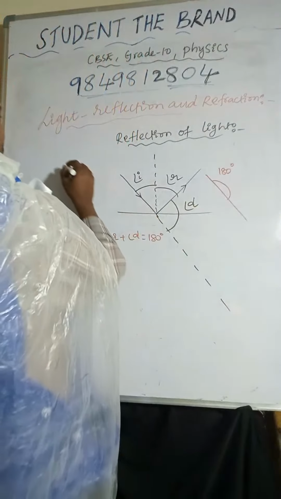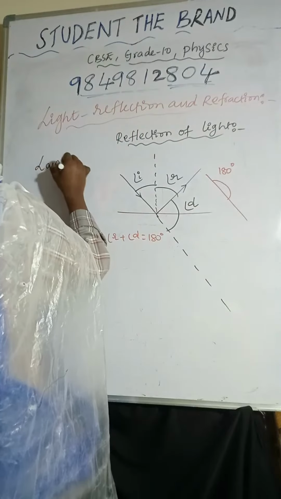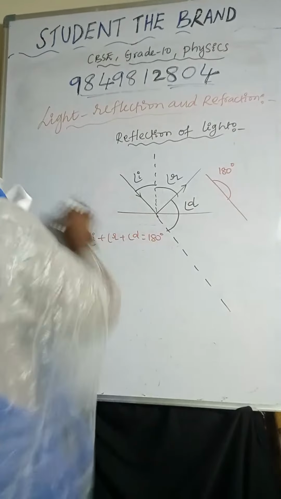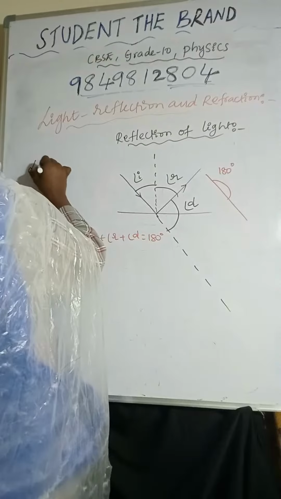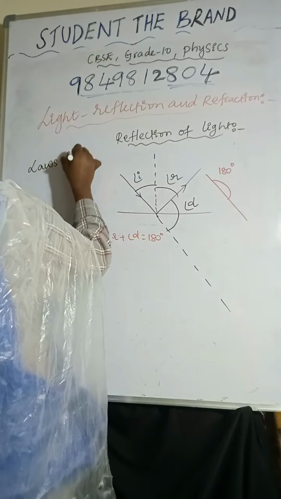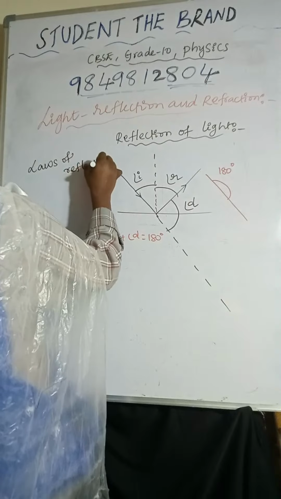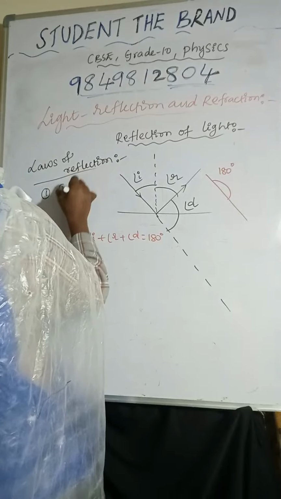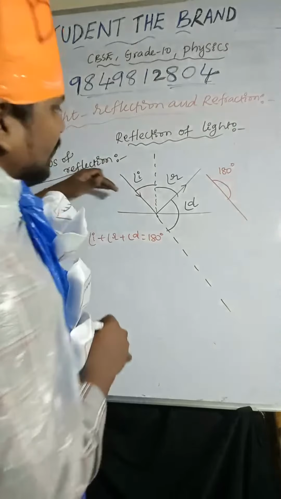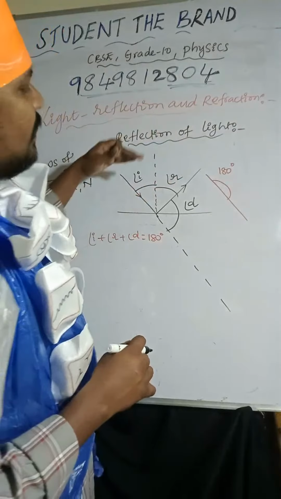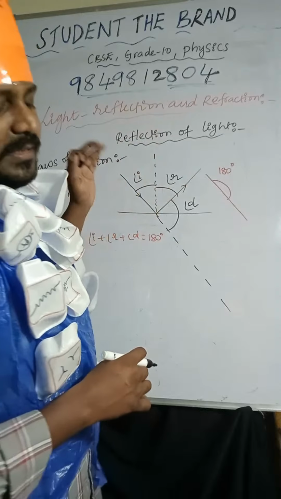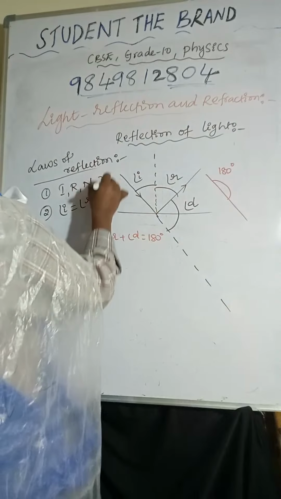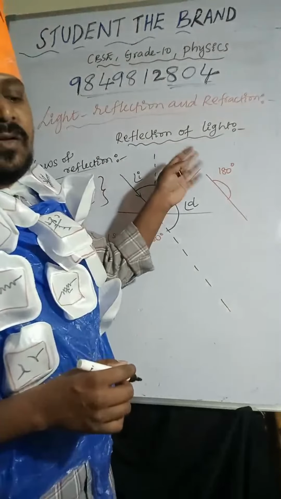Now the laws of reflection. First one: the incident ray, reflected ray, and normal line lie in the same plane. Second one: the angle of incidence is equal to the angle of reflection.